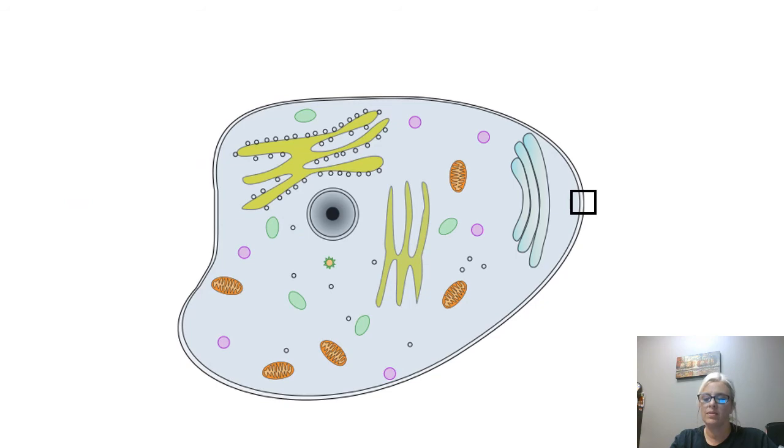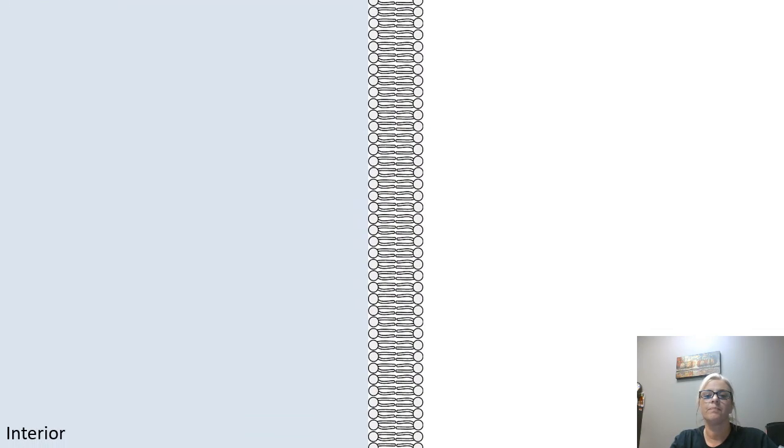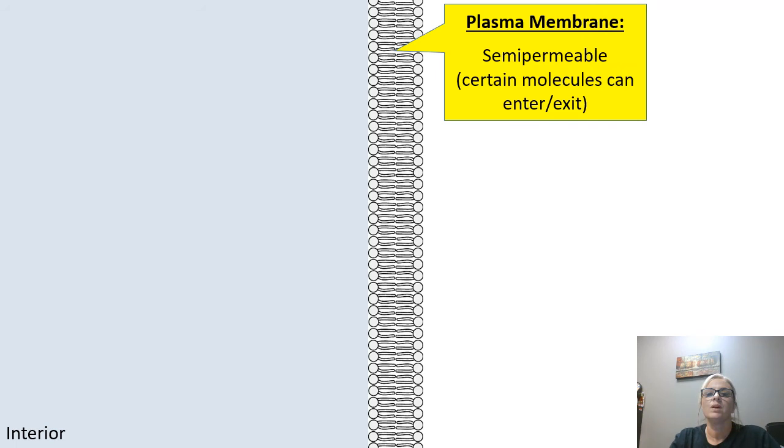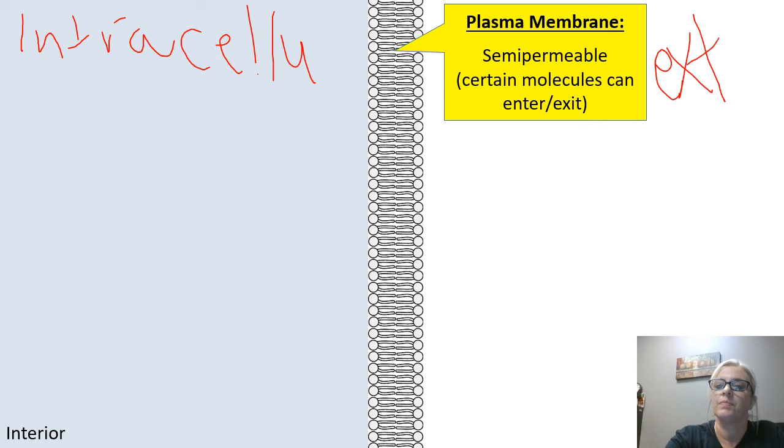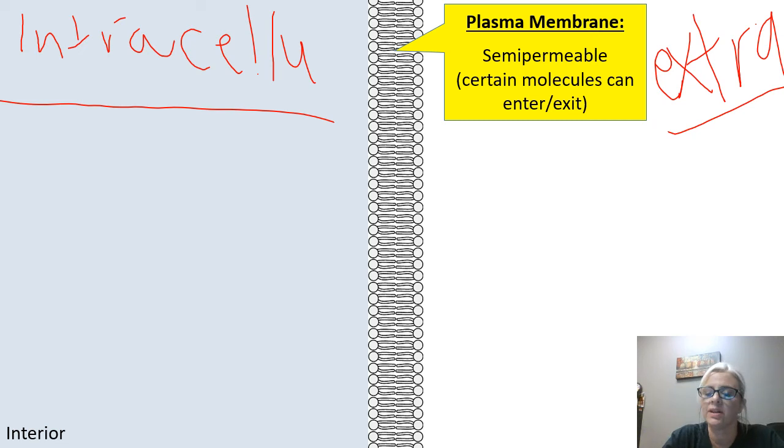So let's take another look at that plasma membrane here and add some solutes. Here on the left, this is the intracellular environment. So this is intracellular, that means inside the cell. And this is extracellular. So this is outside of the cell. So this is the intracellular environment or intracellular fluid, and this side here is the extracellular environment or extracellular fluid.